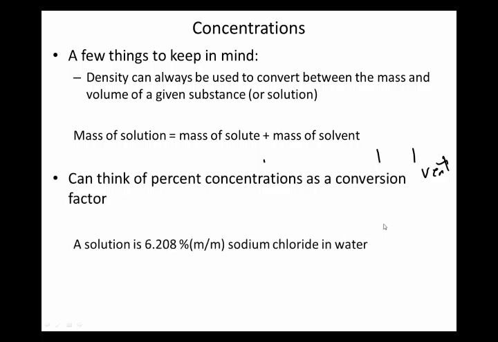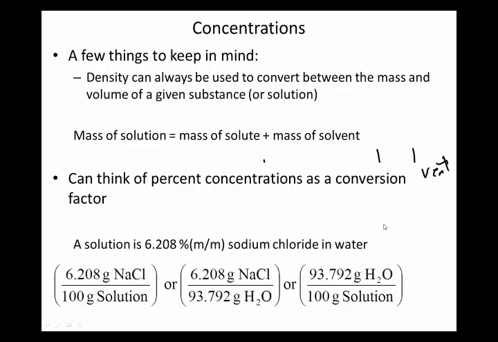Okay. And you can think of percent concentrations as a conversion factor also. So if I say sodium chloride in water, a solution of aqueous sodium chloride, 6.208 mass percent, I can think of it in these ways. I can think of it as 6.208 grams of sodium chloride over 100 grams of solution. This is the easiest one, the obvious one, grams per 100 grams. These other things follow, but I'll show you how I got to these. This one is the most obvious, and the one I'm going to go to the most.